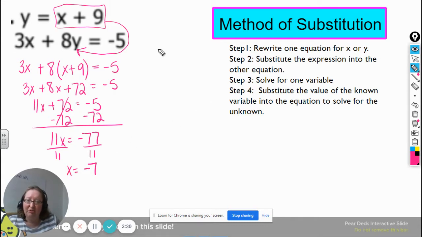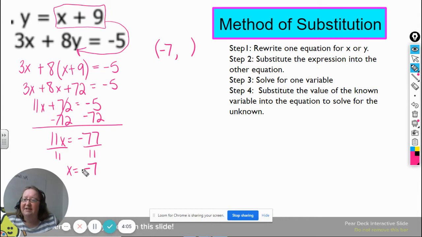Now remember, a solution is an ordered pair. So I just found the x value of my ordered pair. Now what can I do with that? I need a y as well. I'm going to substitute the value of the known variable, -7 for x, into the equation and solve for the unknown. This is where people get confused. They're like, well, where do I put it? Do I put it here? Do I put it there? Wherever you want. So I put it in the place where I think I have to do the least amount of work.